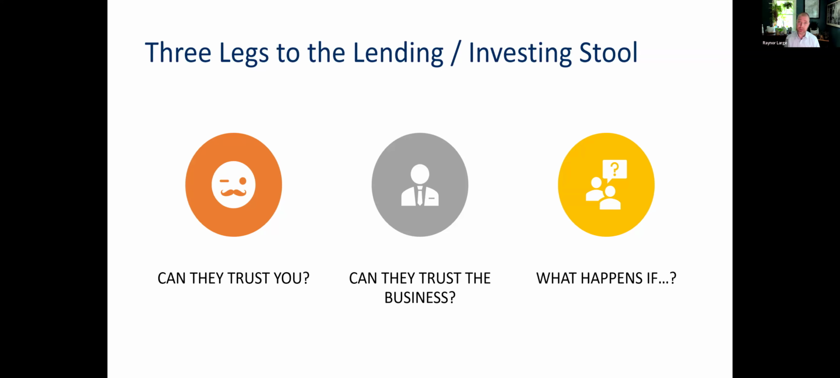And the last thing they want to know is, what happens if? What happens if a competitor opens up next door? What happens if you get sick, right? And the what-happens-if question is really about collateral. It's that I trust you, I trust the business, but if something goes wrong, is there something that I can take and sell and make some of my money back and reduce my risk, right?